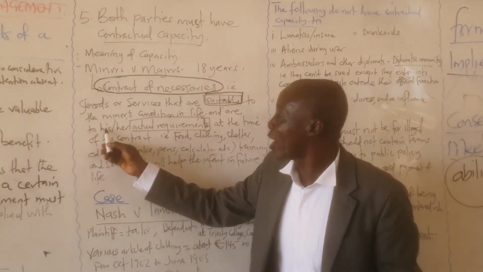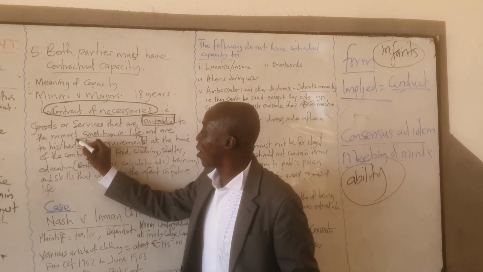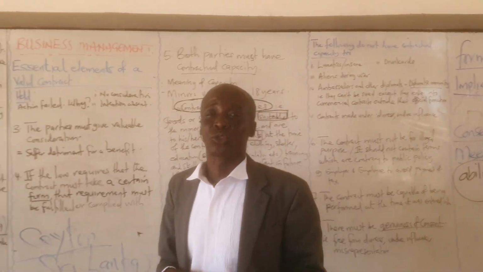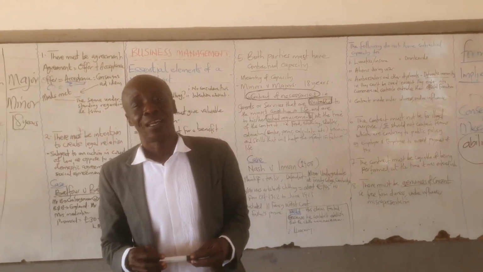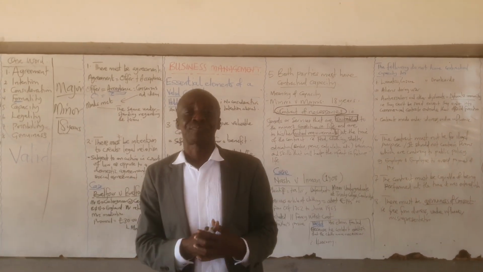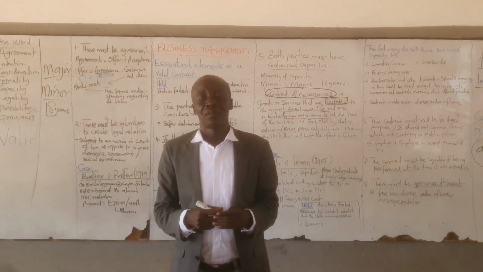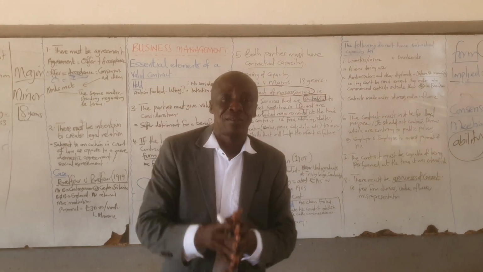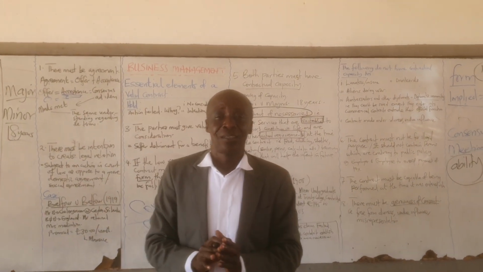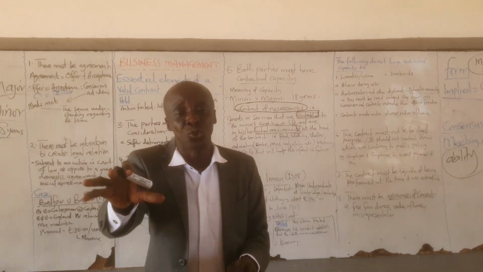and suitable to his or her actual requirement. So I also underline actual requirement at the time of the contract. So that is what necessaries are. A necessary can be a good or a service that is suitable to the minor, to his or her conditions in respect of life, and then to the actual requirements at the time the person was entering into the contract.